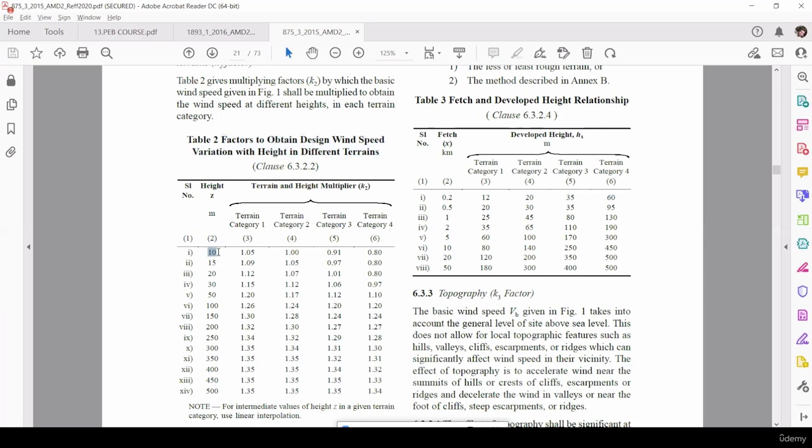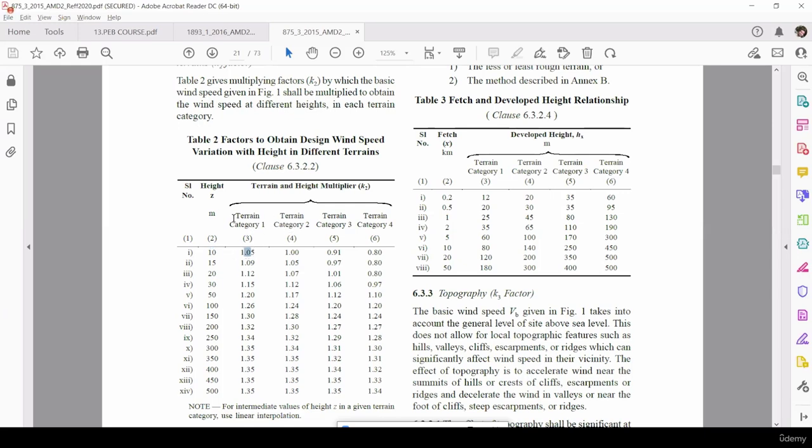Basically all these values start from 10 meters only. So there is no lower value, so we have to take 10 meters itself. For a 6-meter building also you can take 10 meters, because if there were any value below 10 we could interpolate. But there is no value lower than 10 meters mentioned, so we have to take this one only.